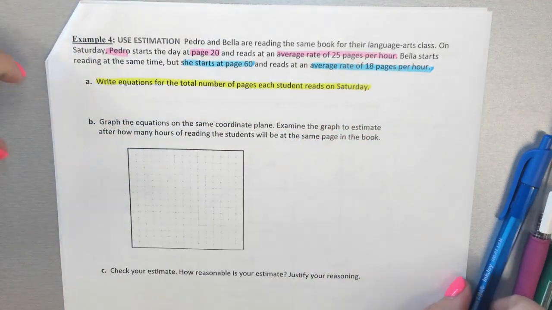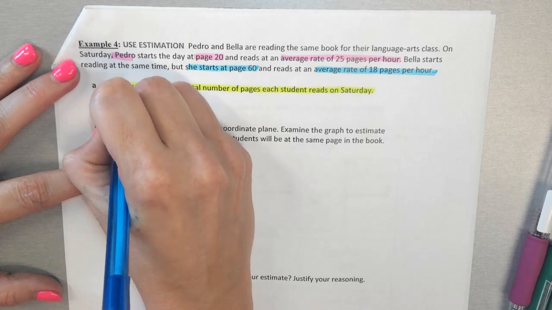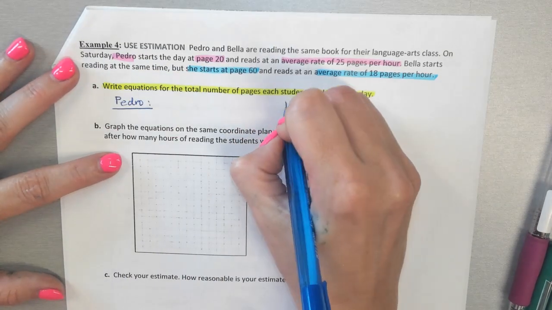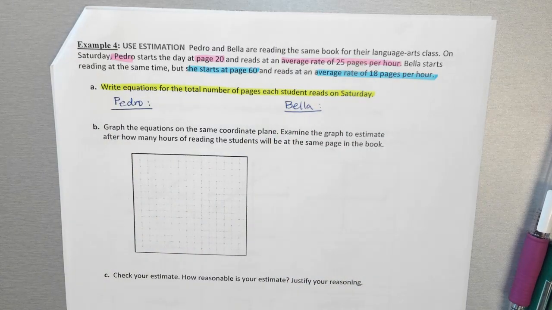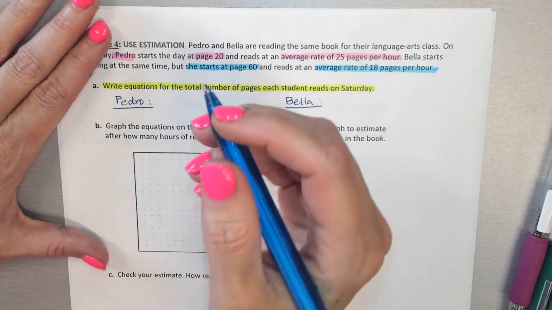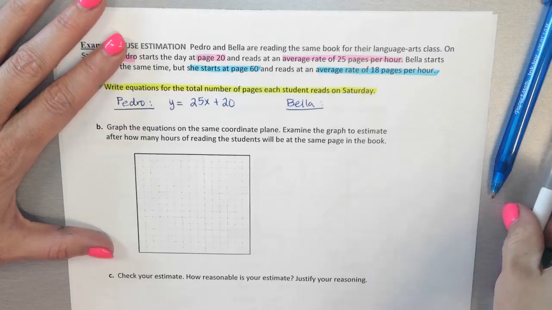Okay, so do you guys think you could write an equation for each person? One for Pedro, one for Bella? Okay, so we're working with linear equations here. You have a rate and you have a starting point. Okay, the rate is going to go into your equation for what part? Yep. And then where they start is the y-intercept. So 25x plus 20. Okay, so it's just his rate.